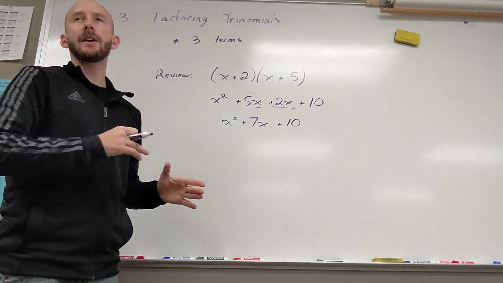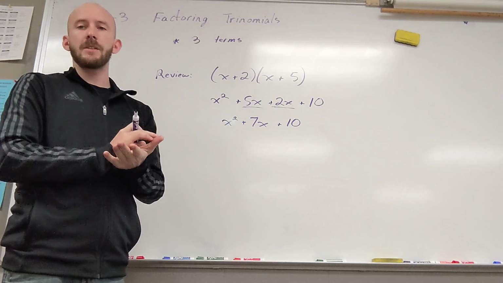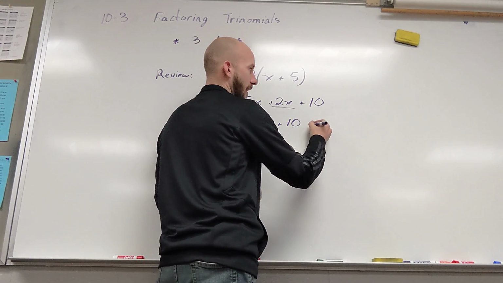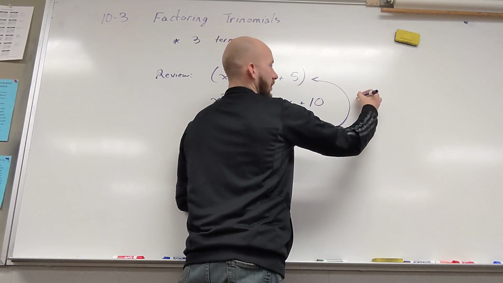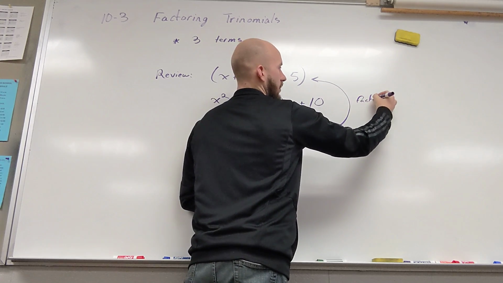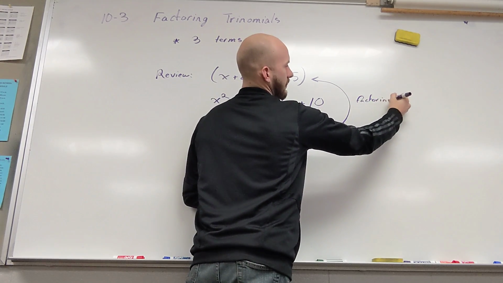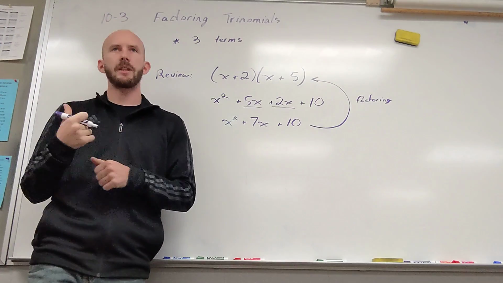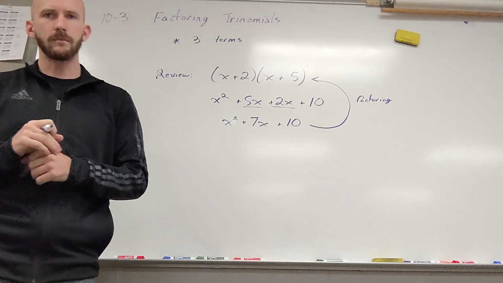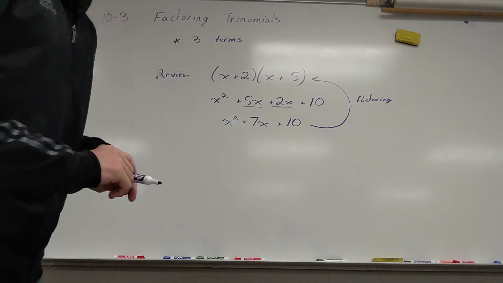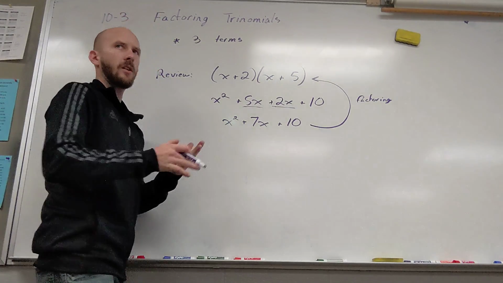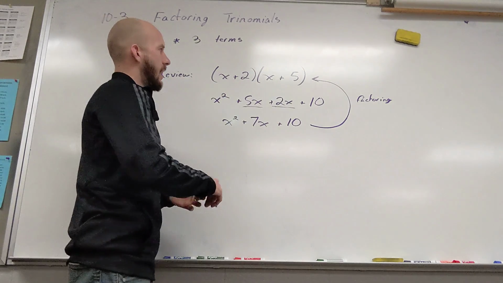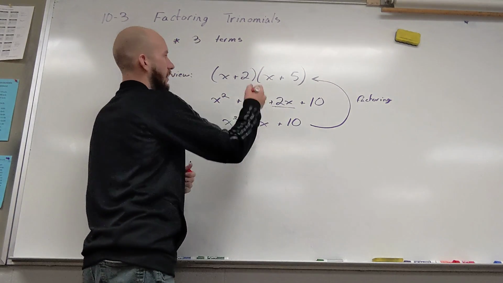Okay. So factoring is basically the opposite of this process. Factoring is going to take a trinomial like this and break it apart into 2 groups. So we basically have to reverse that process. Now, there's a couple things I want to look at here that are going to help us with this. Look at the 2 numbers that we had here.